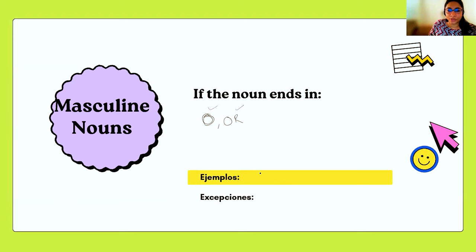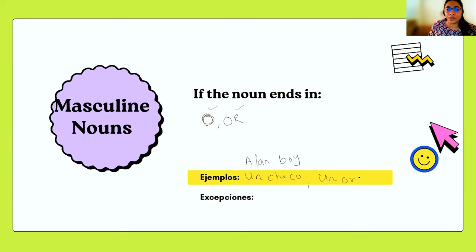Let's look at some examples now. One example would be un chico. Un chico. What is un? Un can be a or an, depending on the noun. Chico is a boy. So here it is a boy. Un chico.